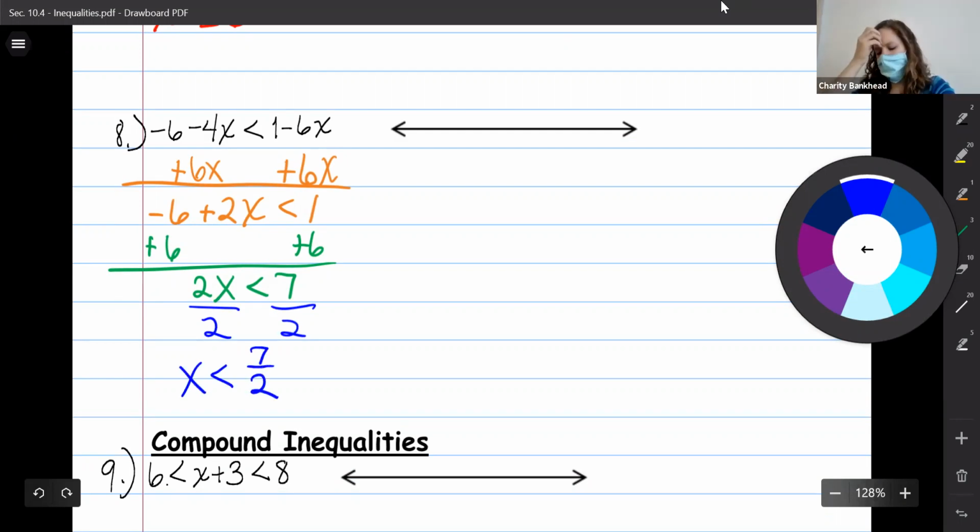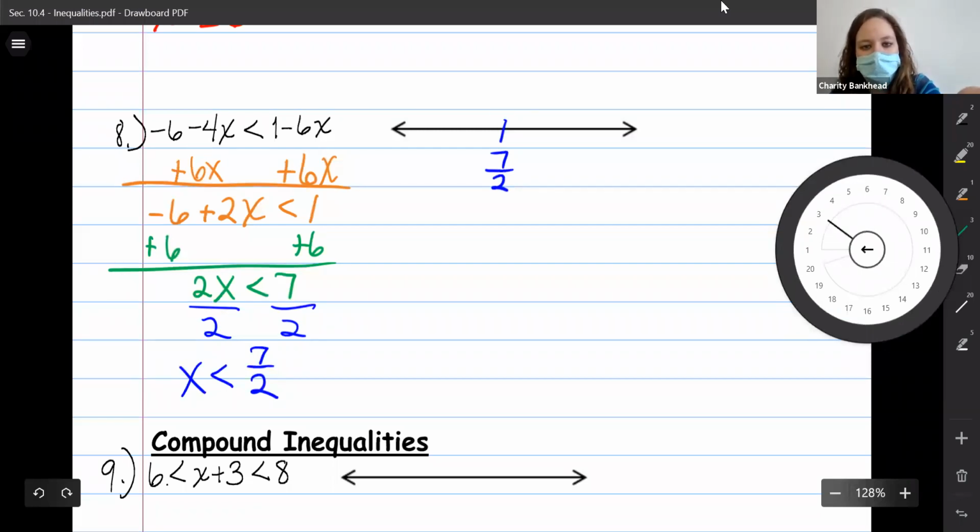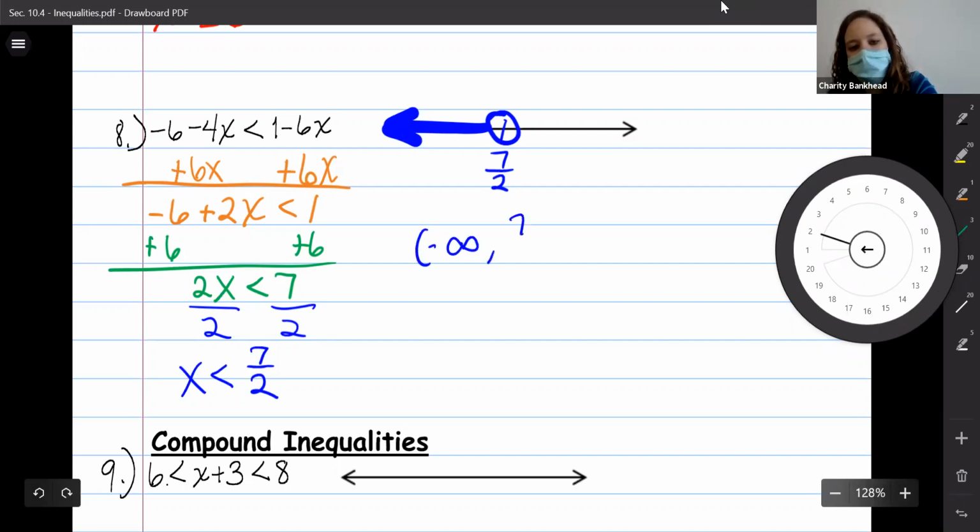And if you wanted to change that to 3.5, I mean, we usually don't use mixed numbers, but if you need to, you can change that to a mixed number or a decimal. But I don't really need to. I'm just going to put it on here like this. All right, so it's going to be an open circle since it doesn't have the or equal to part. And then less than means I'm going to shade it to the left. And then for my interval notation, it's going to be negative infinity, comma, 7 halves, parentheses.